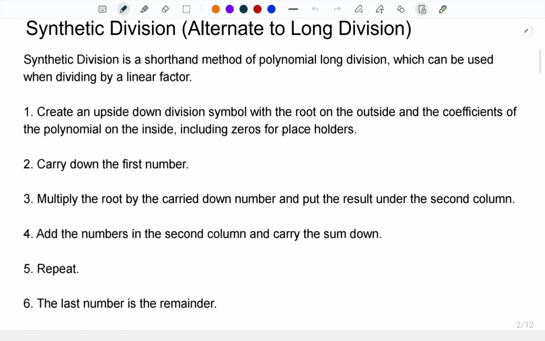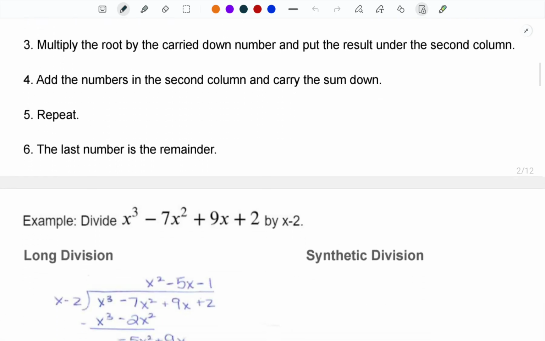But essentially it's an alternate to long division. So long division is just an algorithm. It's always the same steps. You divide, you multiply things through, and then you subtract, finding out what's left over, and you repeat that over and over. So we can make this process just a little bit more efficient with this thing called synthetic division. And we'll see how it works, and we'll compare it to long division.